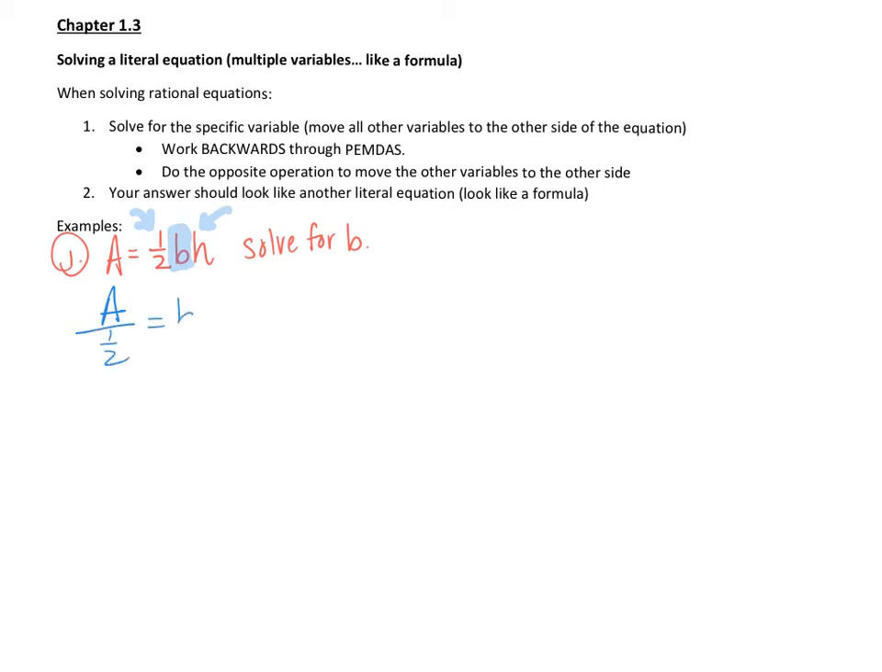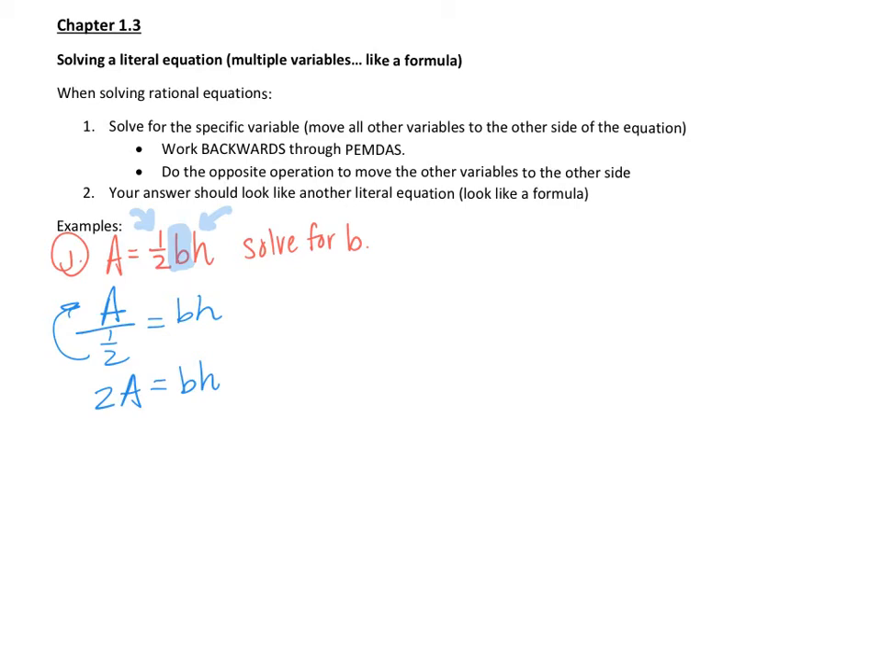Oh, that looks weird, right? To divide by a fraction, I don't really like that. But if we remember, to divide by a fraction is really to flip and multiply. We call it multiplying by the reciprocal. So really what that means is it should be 2 times A equals bh.